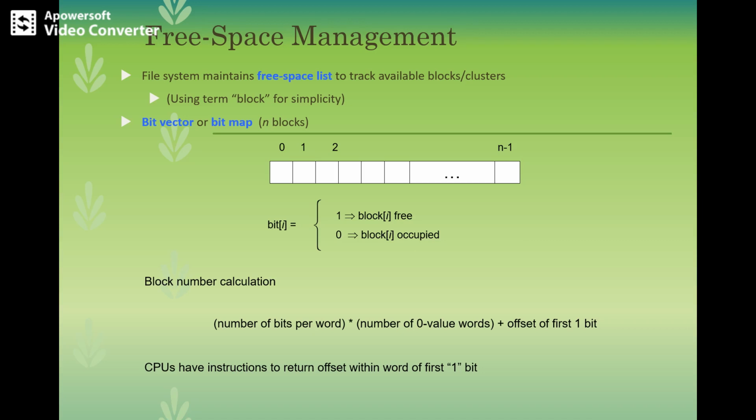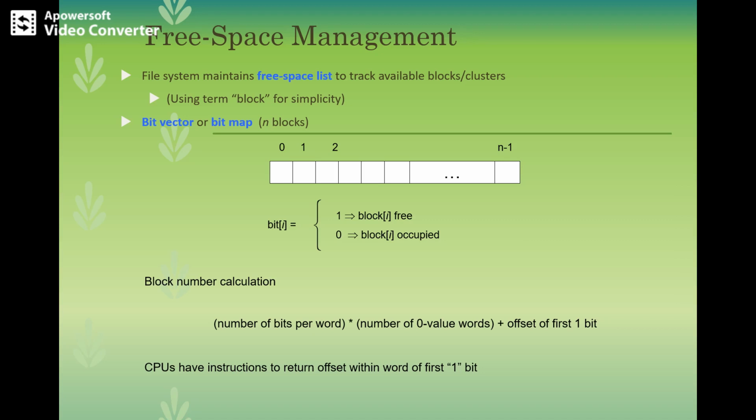Some representations are like this, and some represent it in the other manner, where each block is represented by 1 bit. If the block is free, the bit is 1, and if the block is allocated, the bit is 0. This representation varies from system to system.